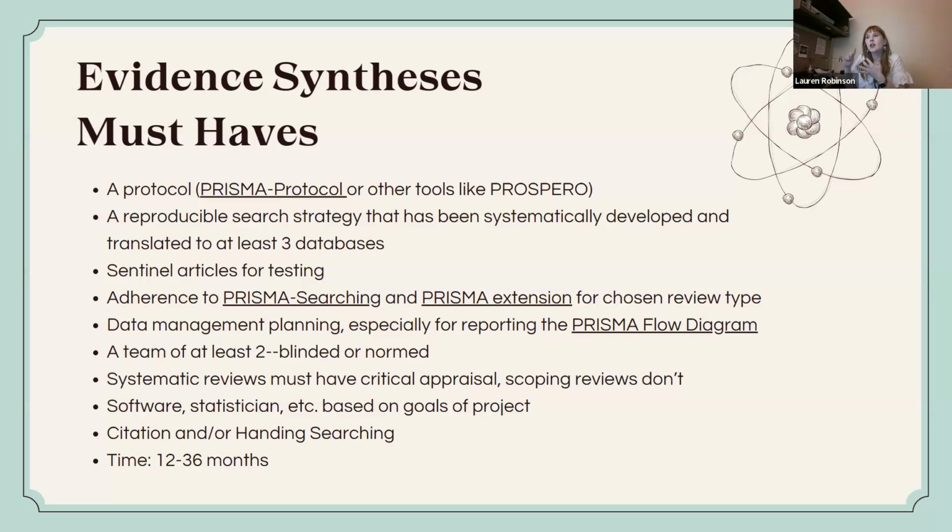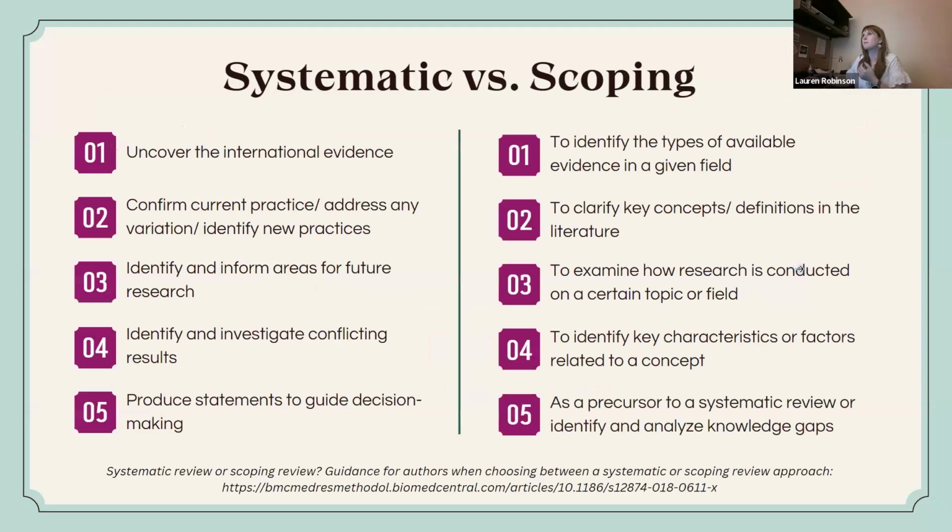You need software. You need a statistician if you're going to be doing a meta-analysis. You need to know how to do citation or hand searching. That's a requirement. Once you have your included articles, you have to actually go through all of the references and do title, abstract review on those. So it takes a long time. Literature searches can be done pretty quickly. These types of projects take 12 to 36 months in our experience.